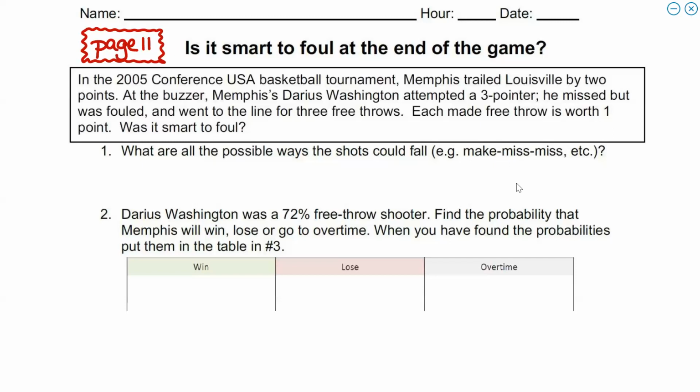Darius back in 2005 was a 72% free throw shooter. I want to find the probability that Memphis will win, lose, or go to overtime. So we're going to find these probabilities here.